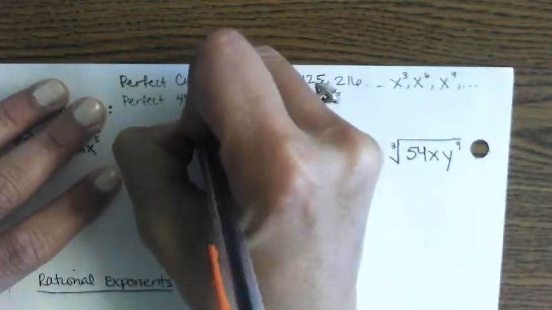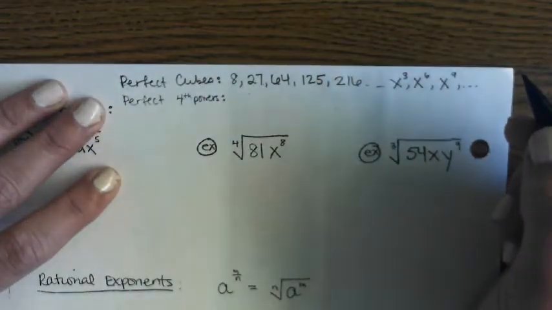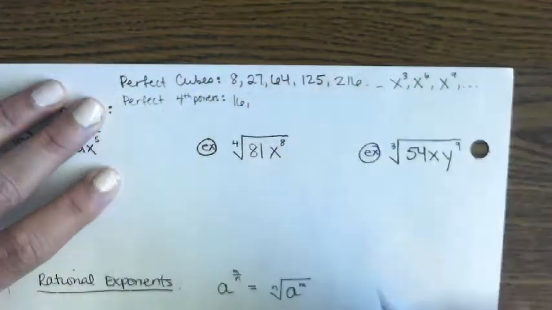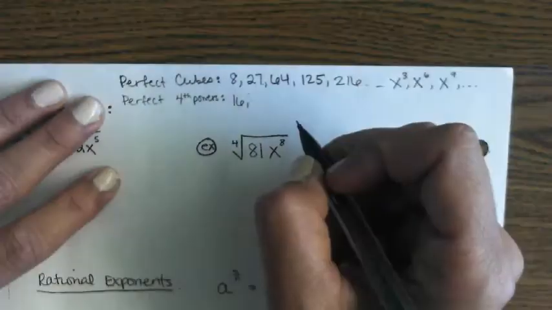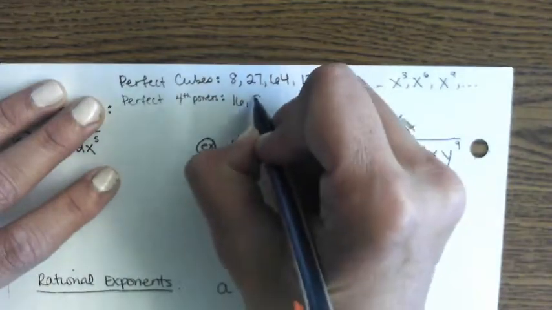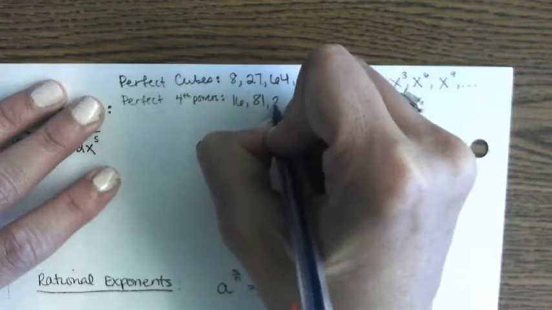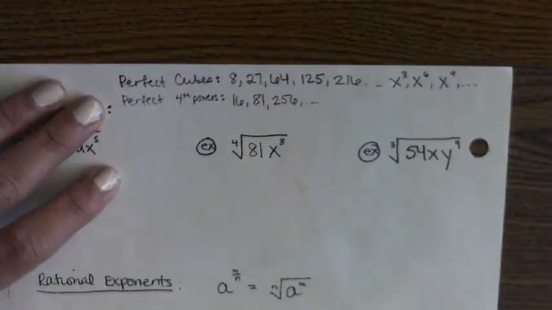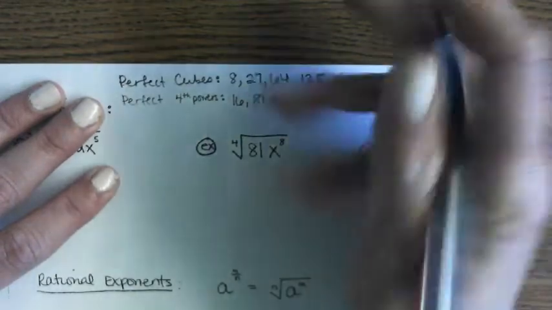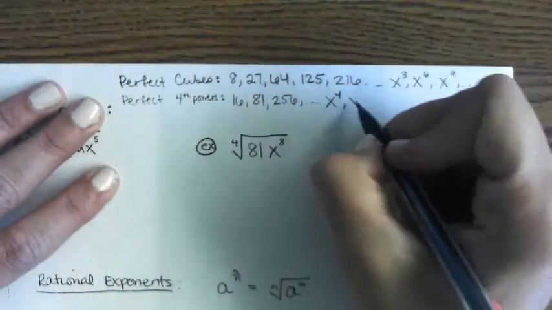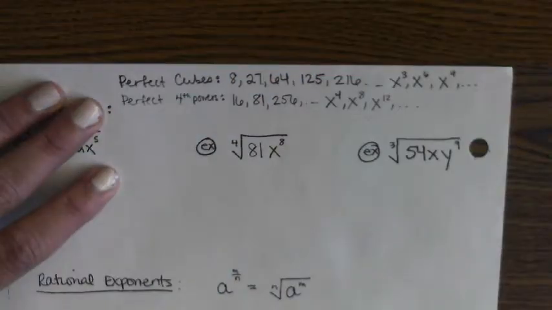So perfect fourth powers. What's 2 to the fourth? 3 to the fourth? 81, very good. Then we kind of lose track. 256. Is it 4 to the fourth? Yeah, it is. Okay, then we kind of lose track. As far as fourth powers, variables rather, x to the fourth, x to the 8th, x to the 12th, and so on, have to be divisible by 4.